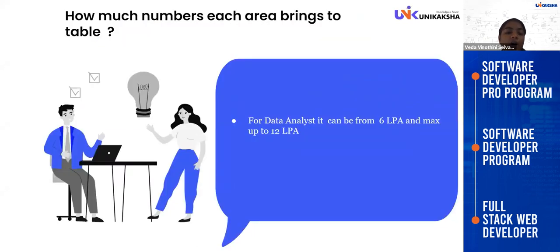Now finally, this is the last thing you want to understand before entering into data analysis. Once you become an expert in data analysis, what will you be bringing back to your table as a data analyst, what numbers? That can be 6 LPA to a maximum of 12 LPA for freshers, and for experienced people, up to 22 or so. That is the range of numbers you are going to make.